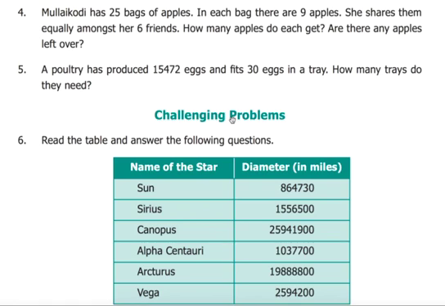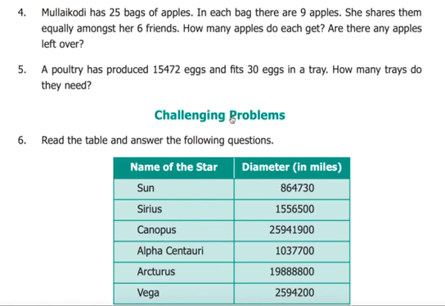Let me see. 225 divided by 6. We cannot divide 225 exactly, so I am making it 222 divided by 6. 37. Each one will get 37. The remaining leftover apples are 3.